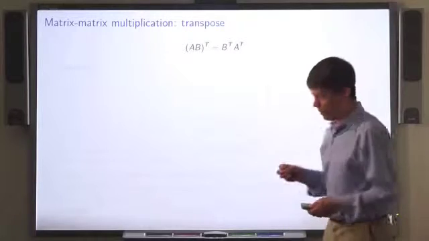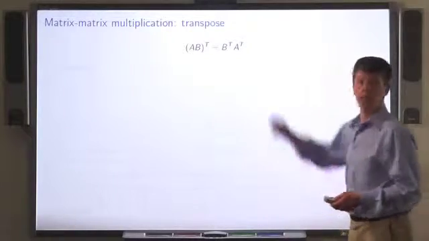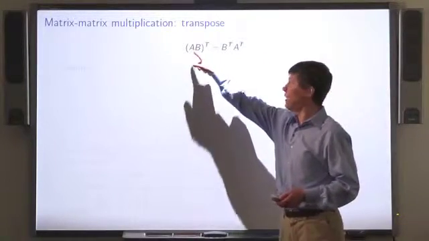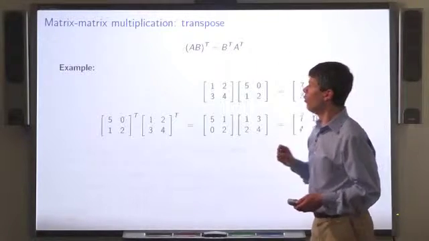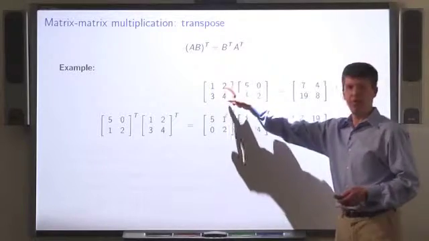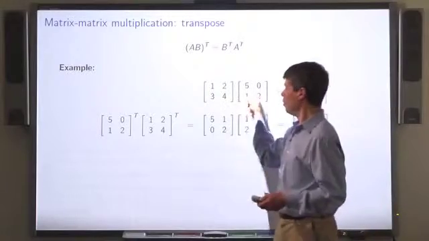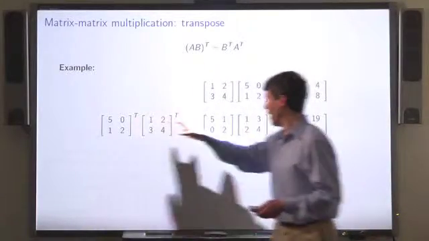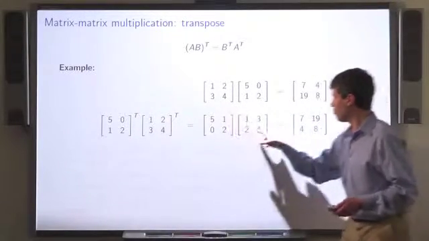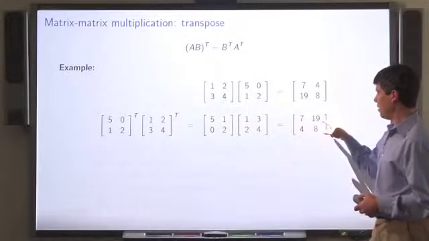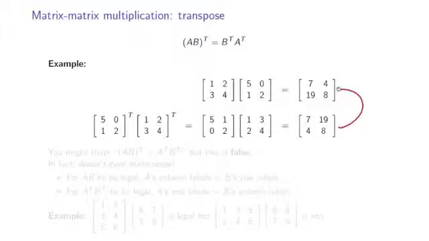Now, matrix matrix multiplication interacts in a nice and predictable way with transpose. Here's the rule. The transpose of A times B is B transpose times A transpose. So, for example, here's a product of two matrices. Call this A and this B. This is the product. Now, if we take the transposes and reverse the order, the transpose of this is this. The transpose of this is this. We take the product, and we get this matrix. Now, notice that this matrix is the transpose of this.